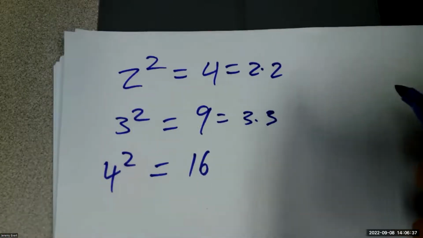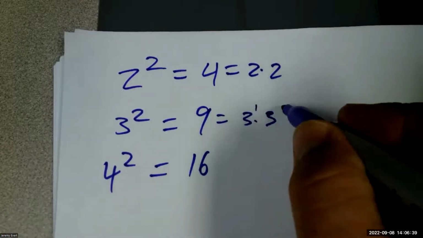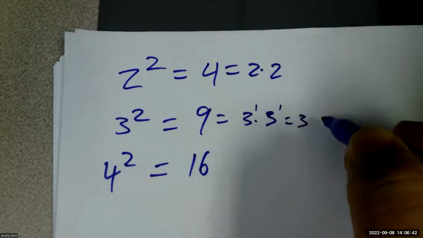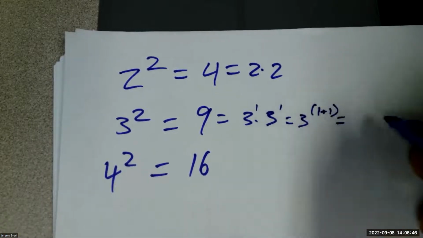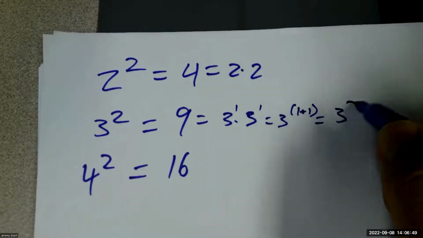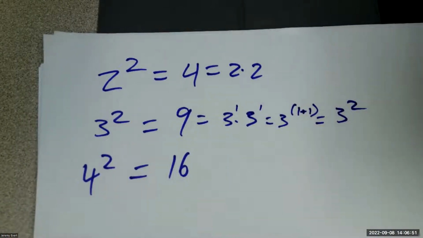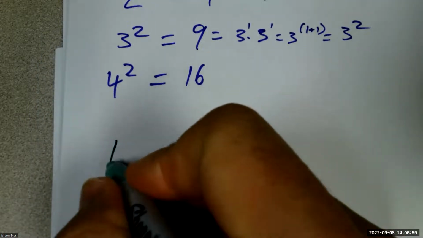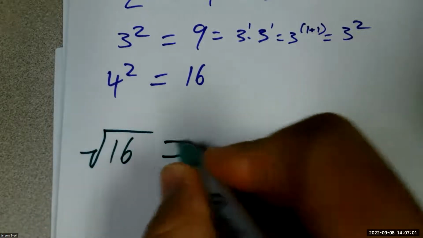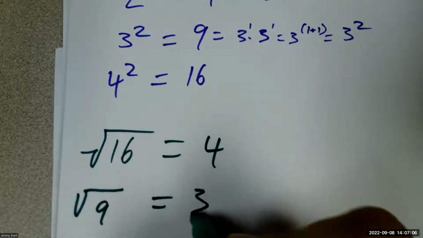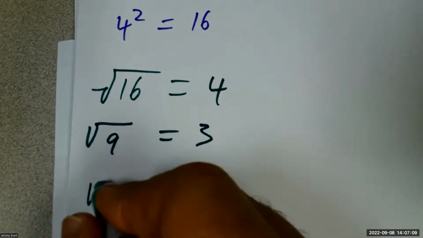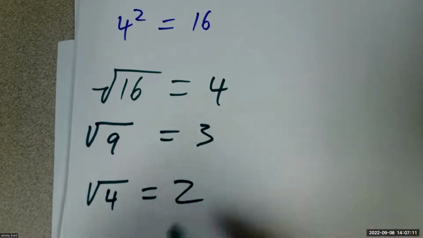And this has an exponent of 1. And so it's the same thing as 3 to the 1 plus 1, which is the same thing as saying 3 squared. And so to go in the other direction, you can also look at the square root of 16, which is going to be 4. The square root of 9 is going to be 3. And the square root of 4 is going to be 2.